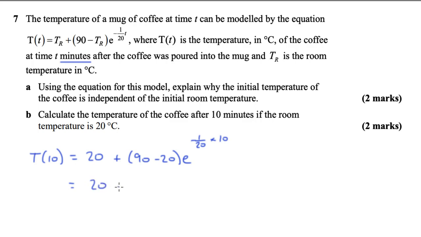So that's going to be 20 plus 70 e to the negative a half. 10 over 20 is a half. You can type that in on your calculator, and we're going to give our answer to 3 significant figures. So 20 plus 70 e to the negative a half. And that comes out at 62.5. That's going to be degrees.